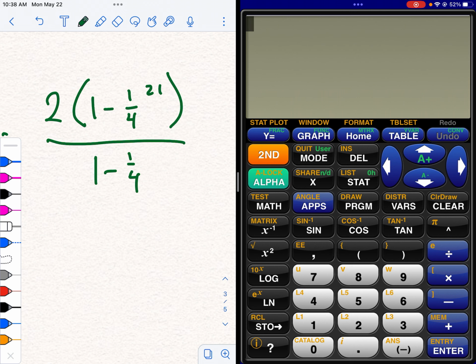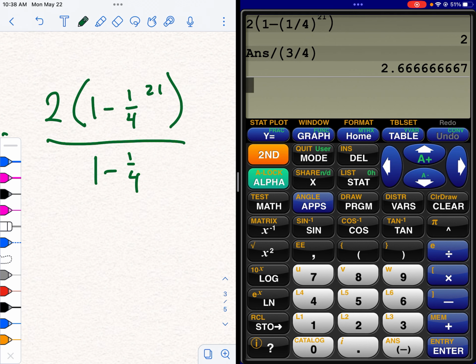Here we go. On the top, I'm going to do 2 times 1 minus 1/4, which I'll put in parentheses, taken to the 21st power, and then close that parentheses off. Only because I'm a little nervous that I didn't put parentheses around the whole top, I'm going to press equals, and then divide by the 3/4 that's on the bottom, because 1 minus 1/4 is 3/4. I get my result of 2.66.